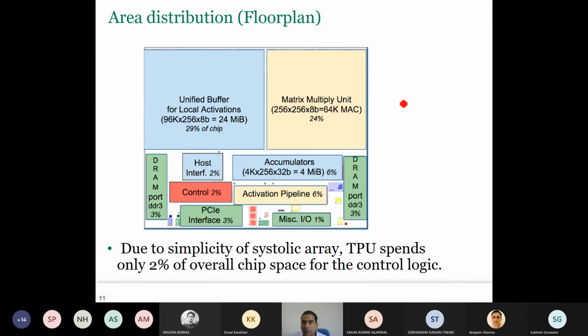Okay, so this is just a floor plan. This is not an actual chip diagram. It's called a floor plan.